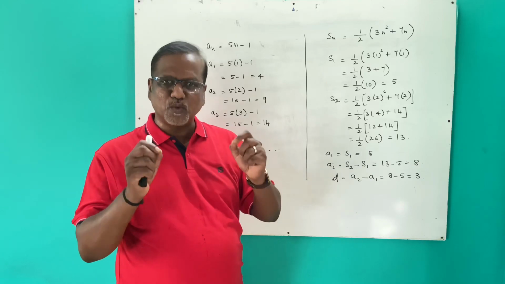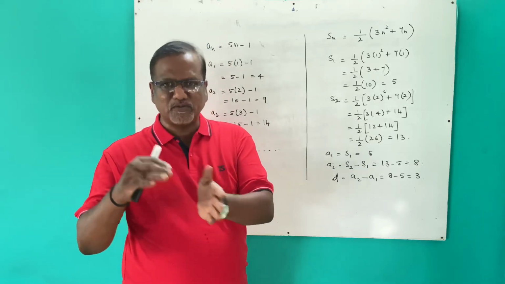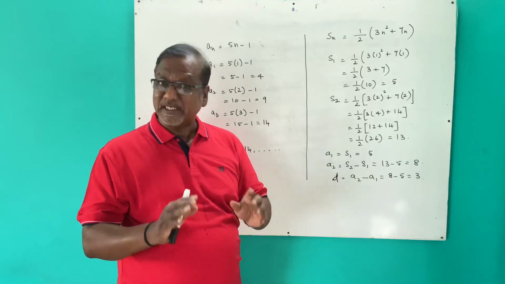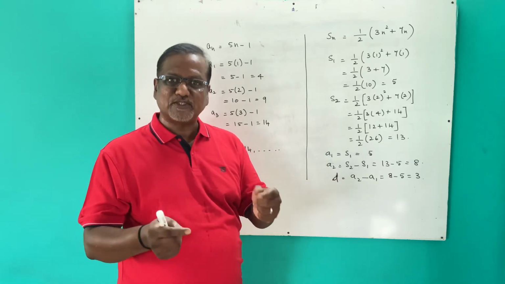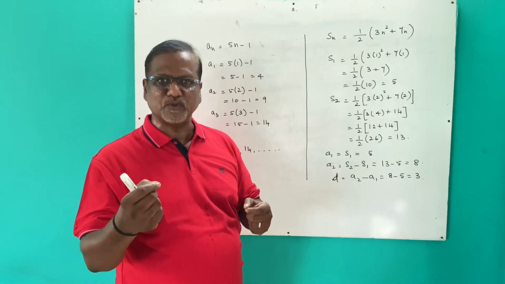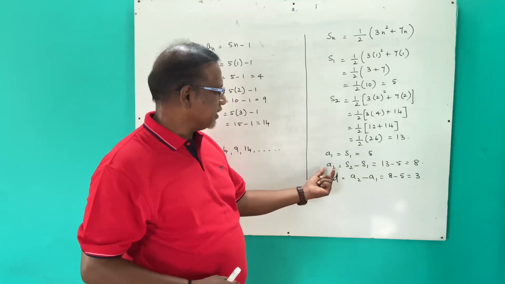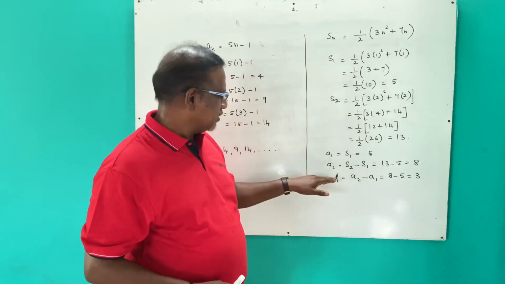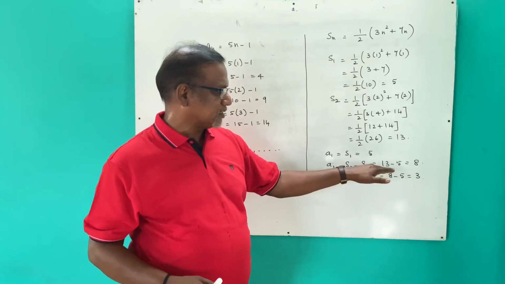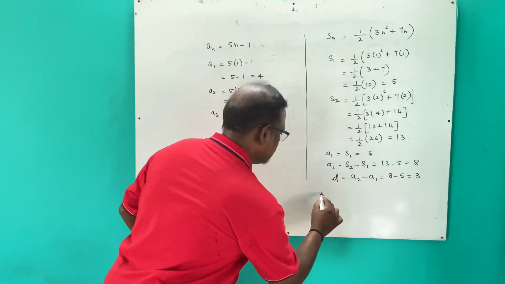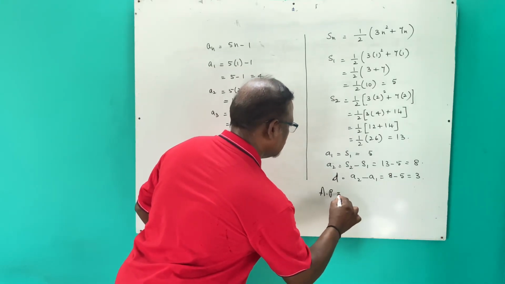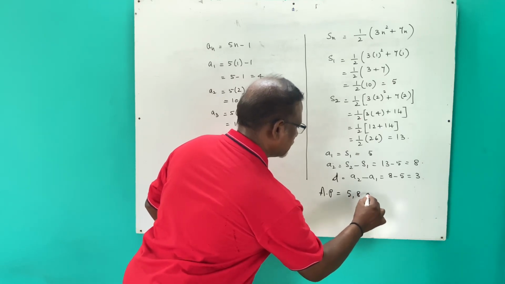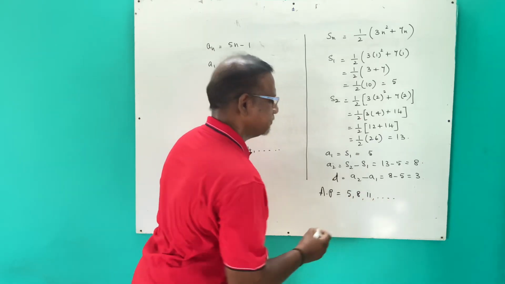When you substitute 1, we get S1. S1 will be a1. When you substitute 2, you will get S2. S2 is not a2. S2 is a1 plus a2. And hence, a2 is obtained by S2 minus S1. Then d will be a2 minus a1. Then it is easy to find the AP. That is equal to 5, 8, 11, etc.